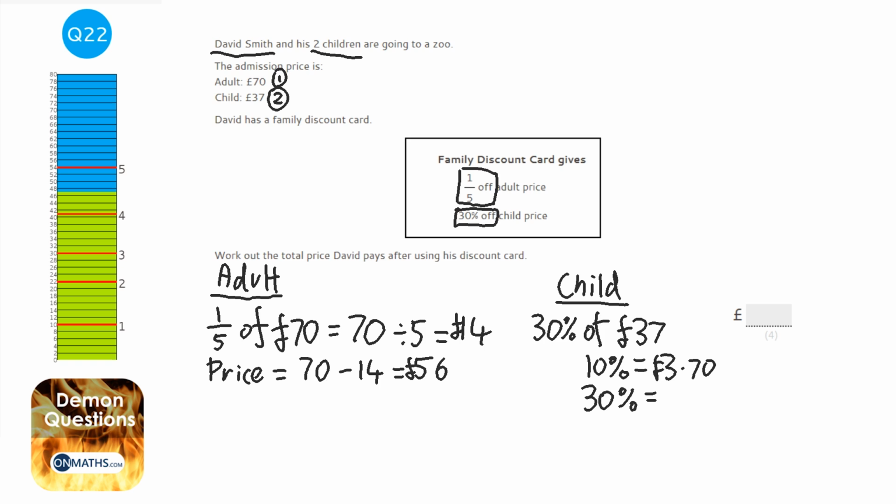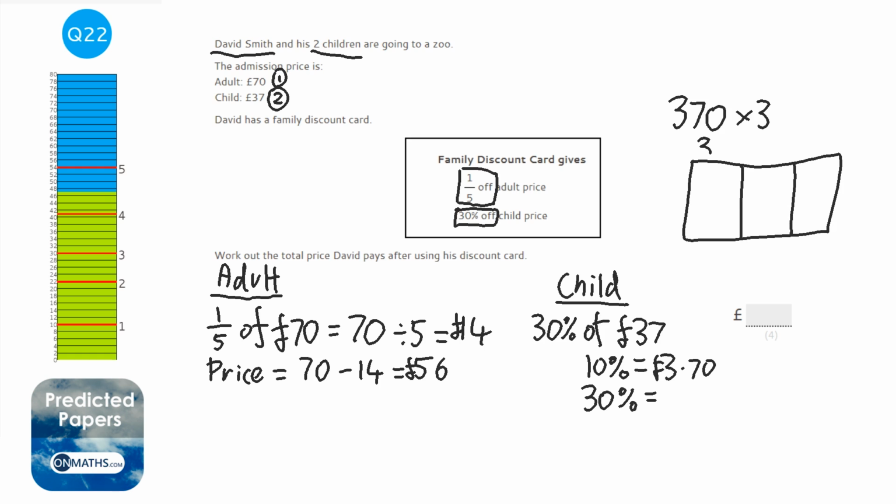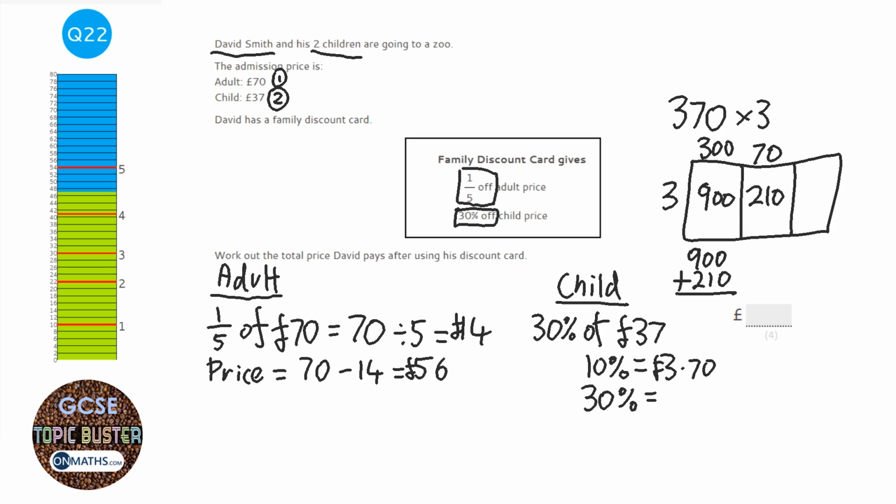Let's have a think. I could do 370. I could do it in pence, and then just times that by 3. So 370, and then I can just do times 3. So I can do a little grid. And if this is on the calculator, then obviously you just type it into the calculator. And obviously that's going to be 0, so we don't need that one. So that's 900. That's 21 with a 0. So 900 plus 210 even. 0, 1, and then 11. So that's going to be £11.10.